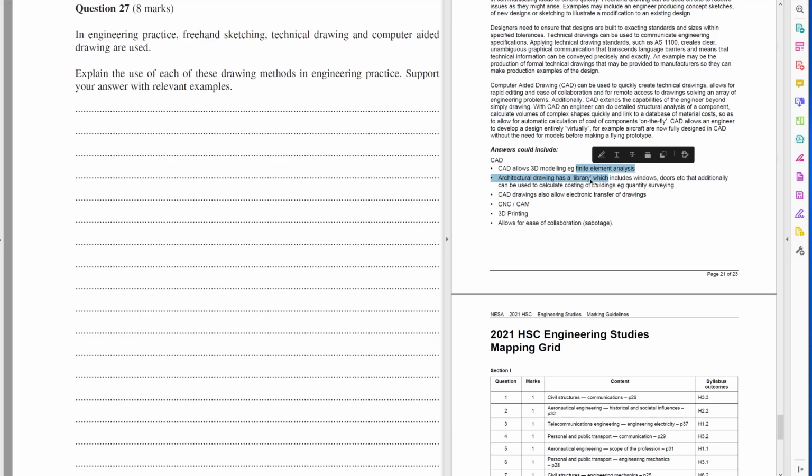We can have a library of objects, so you can copy and paste a whole bunch of things. It can also be used for things like architectural drawings. It can be used to determine shadows, which is really important.